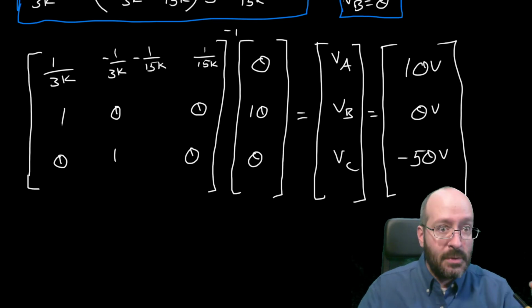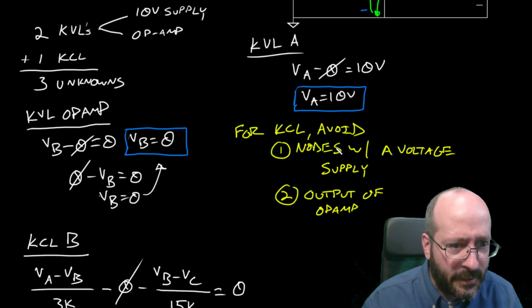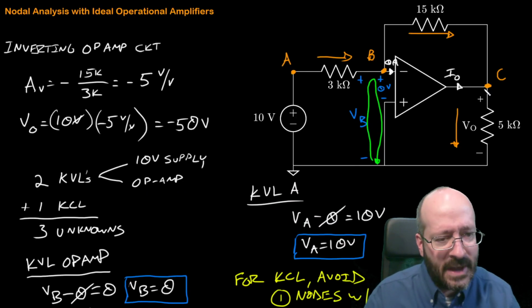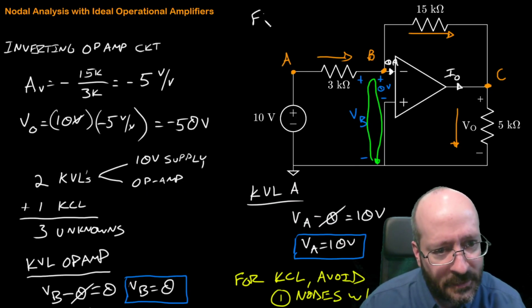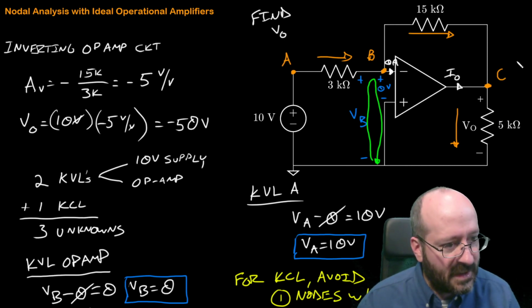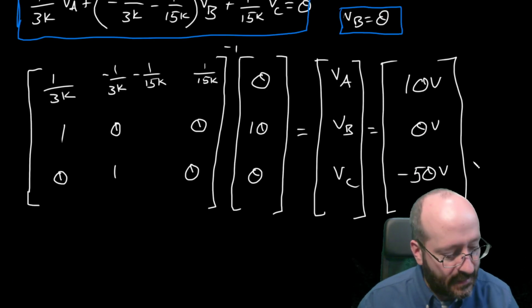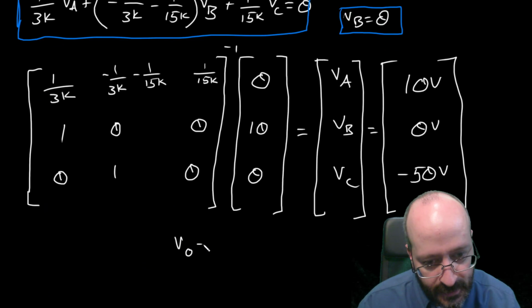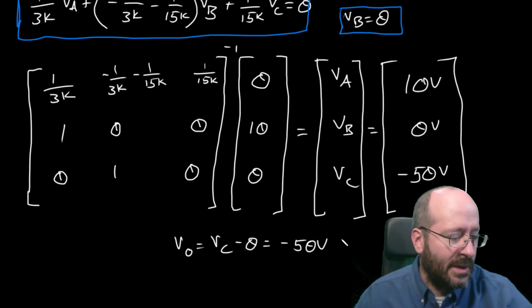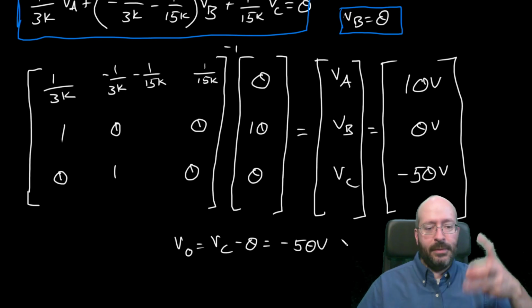So it was much, much longer to do it this way. Oh, we got to look at what our output was. What was our output? V out. Our goal here was to find V out. C is on the positive side, ground is on the negative side. So that's going to tell us that V out is equal to VC minus 0, which is equal to negative 50 volts. Took a lot longer than being able to look at the circuit, having a formula, applying it.